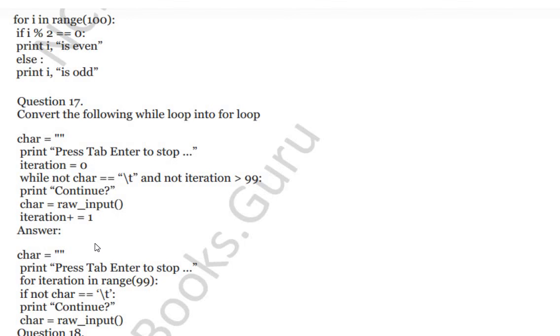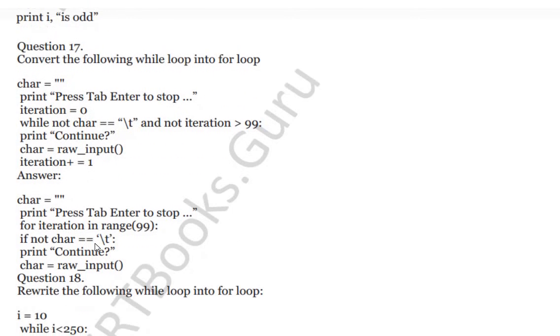Convert the following while loop into a for loop. Fine. Here char is equal to nothing, just empty. Print, press tab, enter to stop iteration. One variable, iteration, is given, and the value assigned is 0. While not char equals T, where T is for tab, and not iteration greater than 99, then print continue, char equals raw input, iteration plus equals 1.